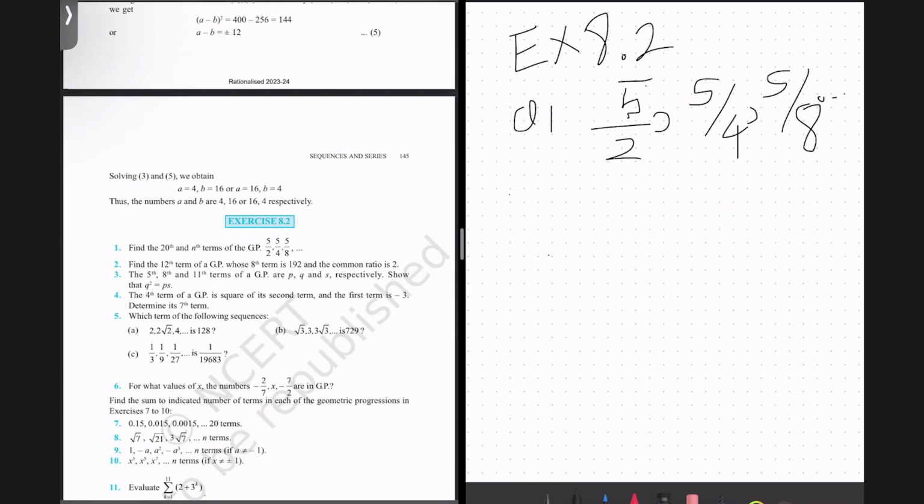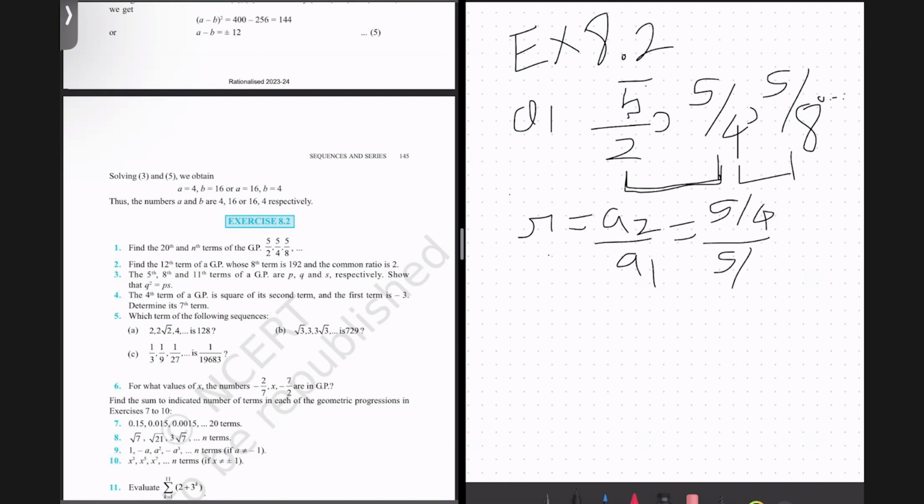If you find the ratio between these two terms, you would arrive at the constant ratio. So r is equal to A of 2 upon A of 1. That would be nothing but 5 by 4 upon 5 by 2. 5 and 5 get cancelled. I have 2 by 4 as my ratio, which is nothing but half. So the common ratio that I have right now is half.